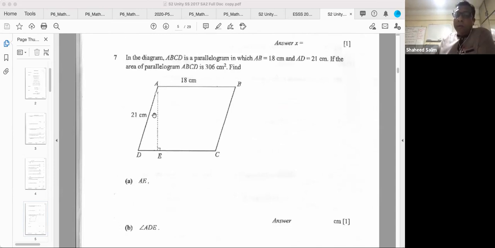Now down here. ABCD is a parallelogram. So this is parallel, parallel, parallel, parallel. 18 cm, 21 cm. And the area of ABCD is 306. Now, the formula for the area of a parallelogram is base times height. Where is the base? Base is the bottom here. Where is the height? Height, like the triangle, is here. So base times height equals this. They want you to find what is AE.